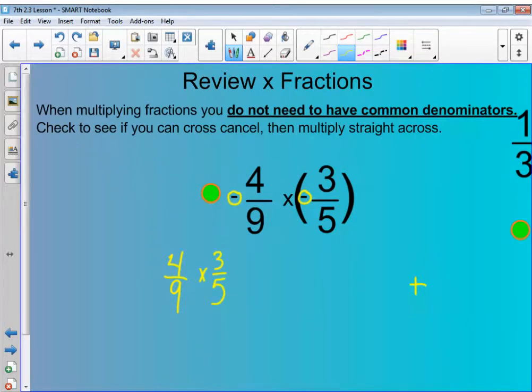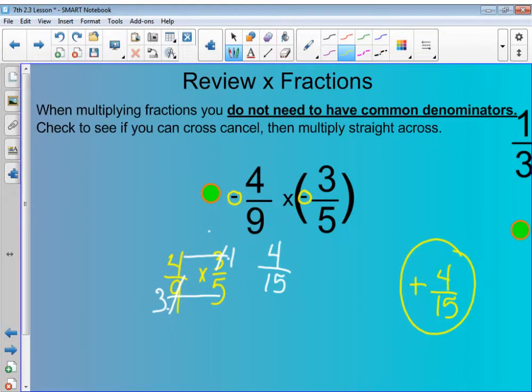Okay, this is what I'm noticing. As I look at these fractions here, I am noticing 3 and 9 both have 3, that they're divisible by 3. So I could cross cancel. 3 divided by 3 would give me 1. 9 divided by 3 would give me 3. Now if I multiply straight across, 4 times 1 is 4. Over 3 times 5 is 15. That's my answer in lowest terms. So my final answer would actually be a positive 4/15.